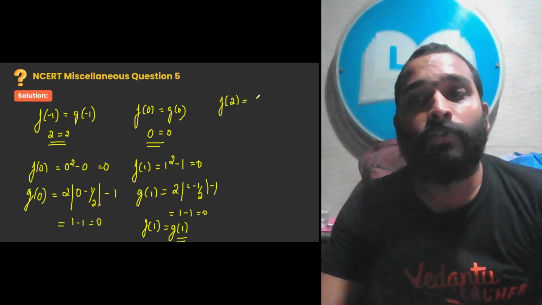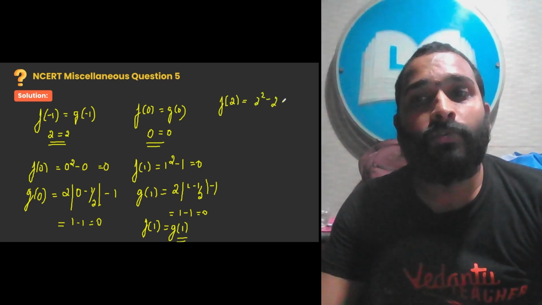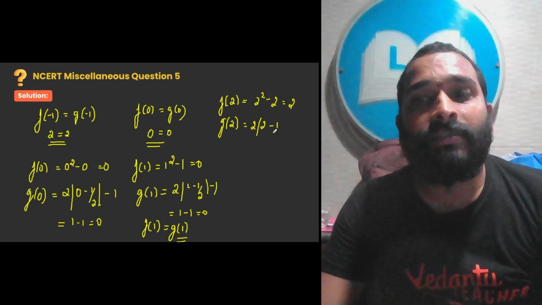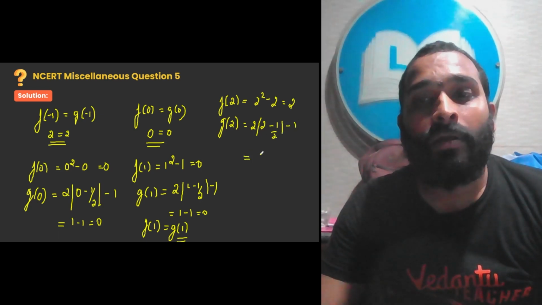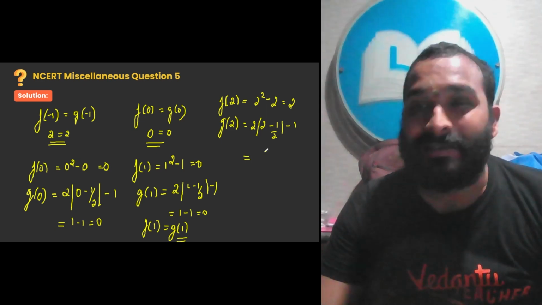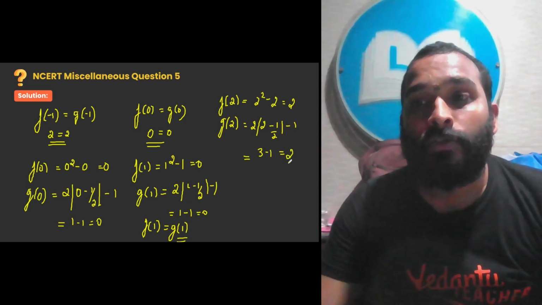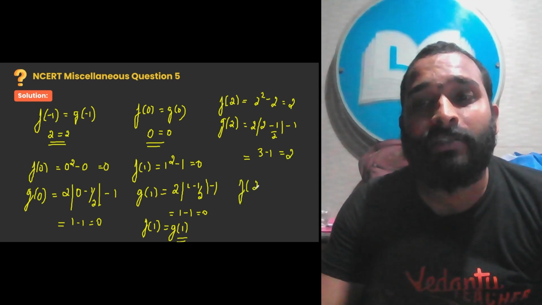F of 2 becomes 2 square minus 2. So that becomes 2. G of 2, what you're getting, children? It is 2 times 2 minus half minus 1. So what do you get here? 2 minus half is 1, 1 by 2, that is 3 by 2. 3 by 2 into 2, it becomes 3 minus 1, which is 2. So here you are getting f of 2 also equal to g of 2.